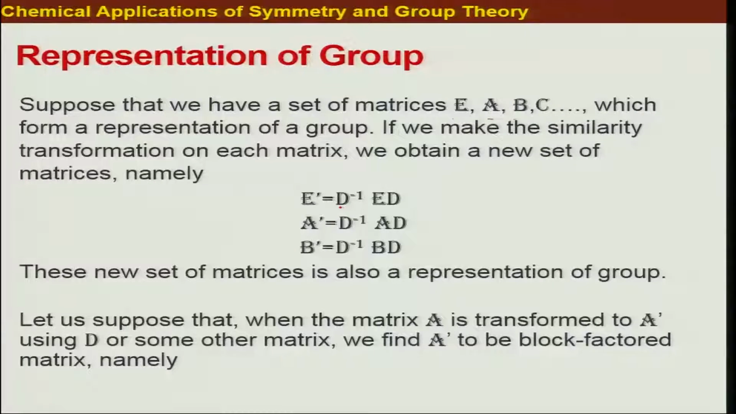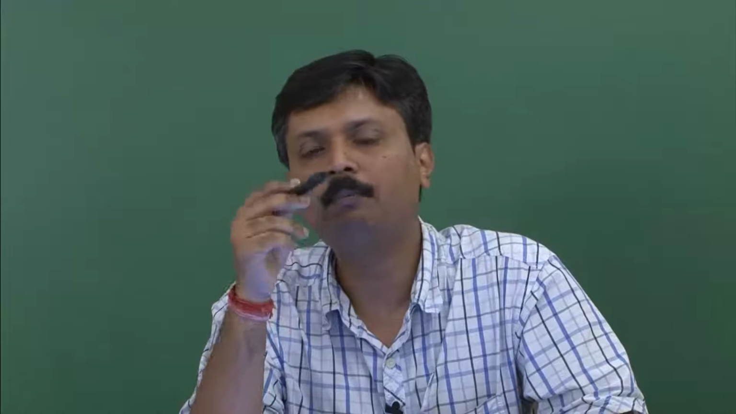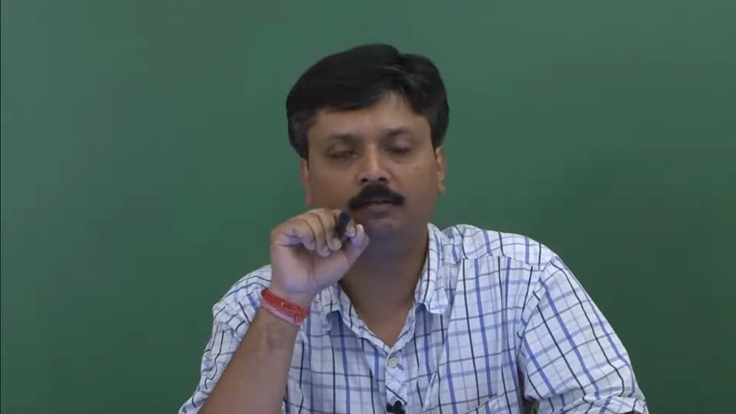Say I find a matrix D and use that to do the similarity transformation on each of the elements of this group. Here it is each of the matrices. So I do a similarity operation on the matrix E, on matrix A, on matrix B and so on, and I get a matrix out of it. So I call it E prime, A prime, B prime and so on. Now, this new set of matrices that I get by doing the similarity transformation will also form a representation. Why so? It is very easy to prove.